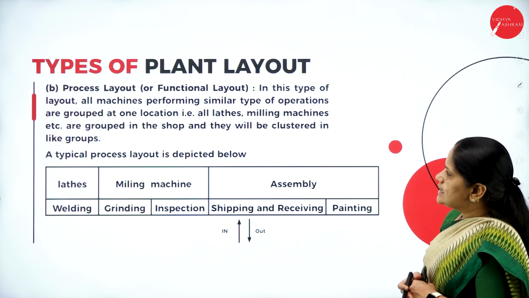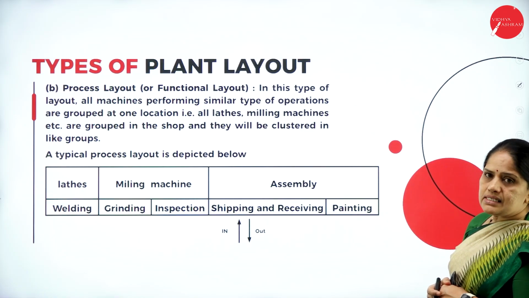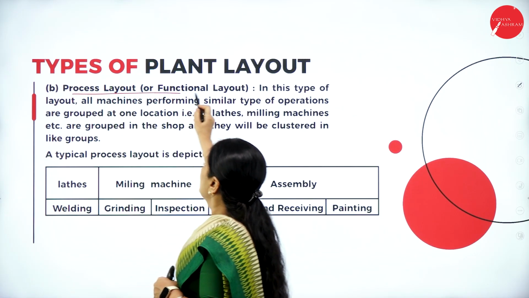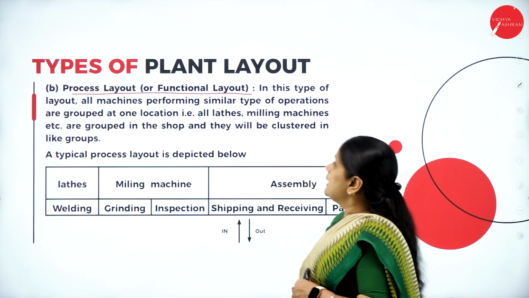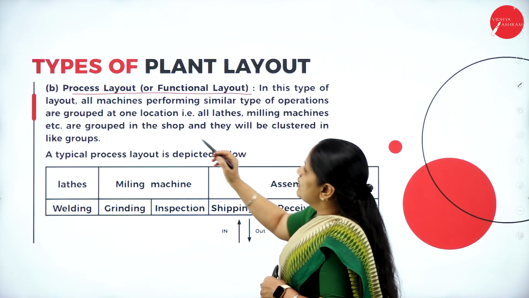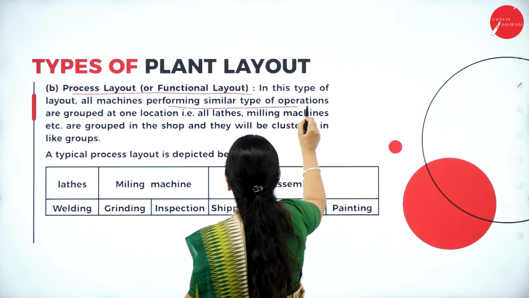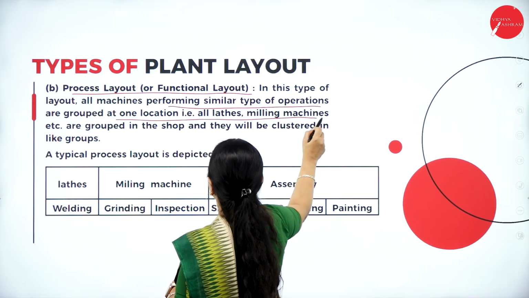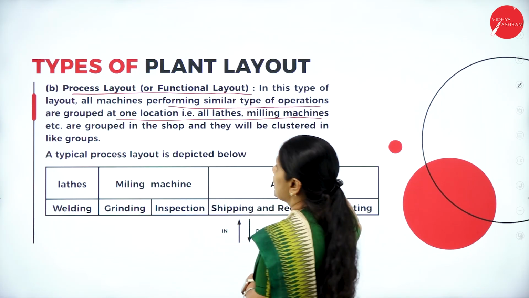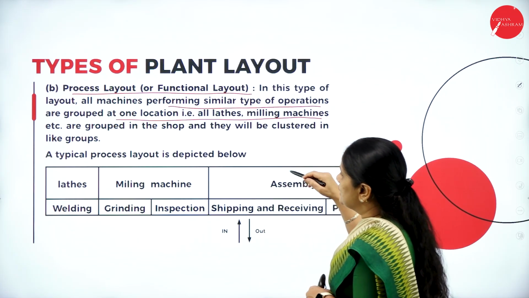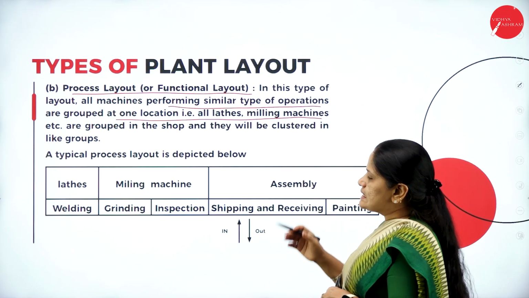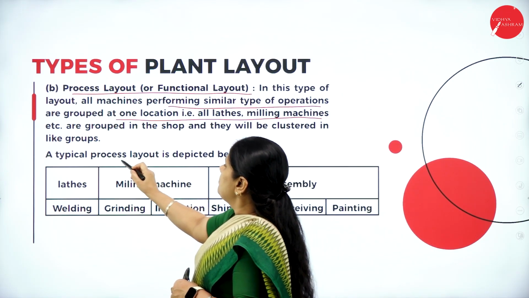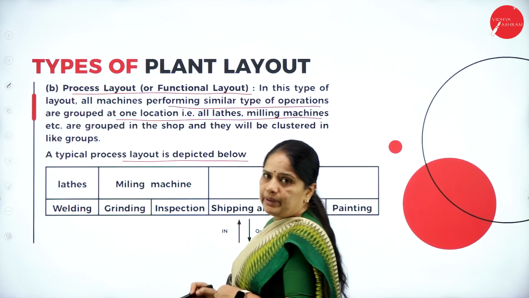Then the next, the second one, we call the process layout or the functional layout. In this type of layout, all machines performing similar types of operations are grouped at one location. That is, all lathe machines and milling machines are grouped in the shop and clustered in like groups. A typical process layout is depicted below here.